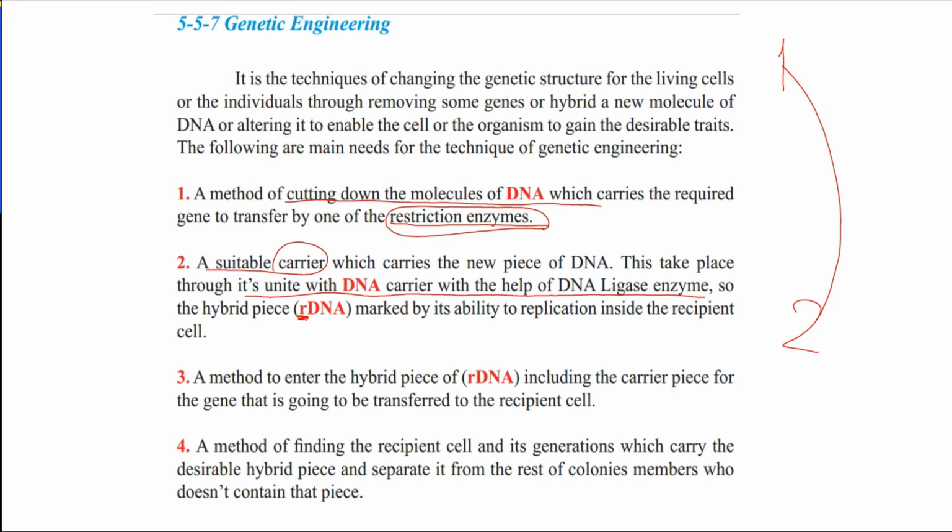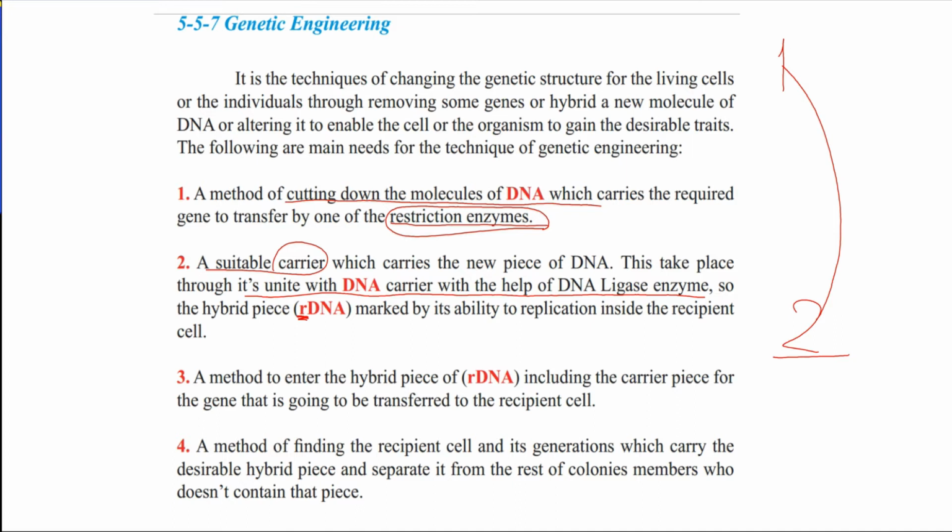A method to enter the hybrid piece of DNA, including the carrier piece for the gene that is going to be transferred, to the recipient cell. So how will this piece of genetic material be transported and become a part of the genetic material in the second organism, like the lysogenic cycle of reproduction in viruses? And a method of finding the recipient cell and its generations which carry the desirable hybrid piece and separating it from the rest of the colony's members which do not contain that piece.